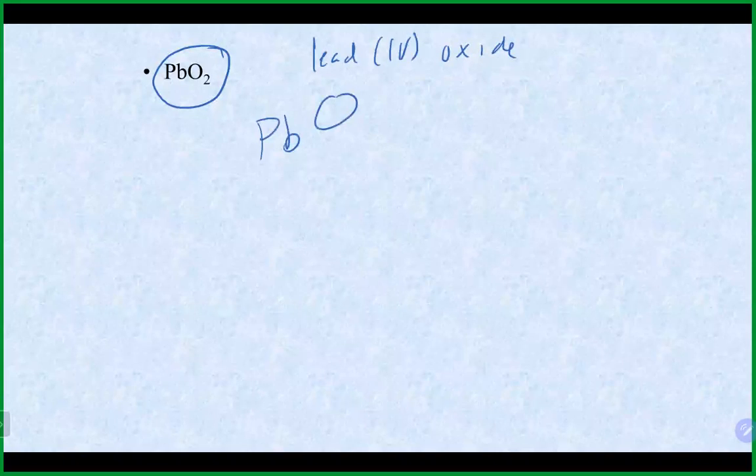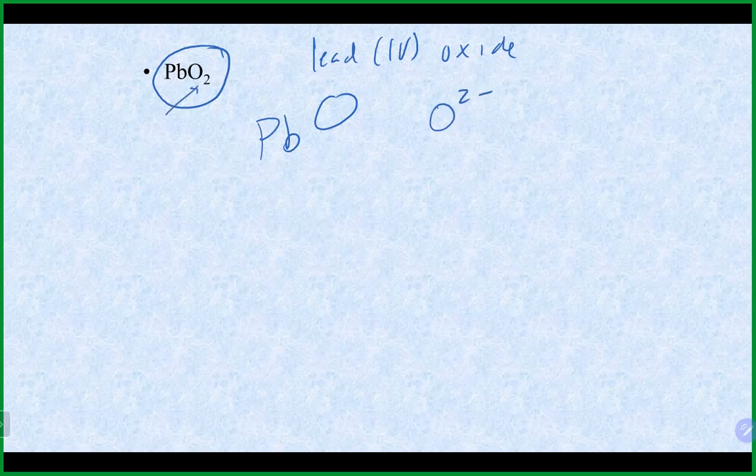All right, what do we think the name is? Lead 4 oxide. So let's see. So we have one lead, which we're not sure what it is, but we do have oxygen, which is group 6, which means it has a -2 charge. And there are 2 of them, which means the overall negative charge here is -4, which means the positive charge on the lead has to be +4, and it is lead 4 oxide.